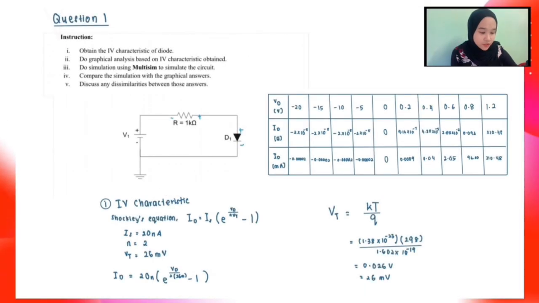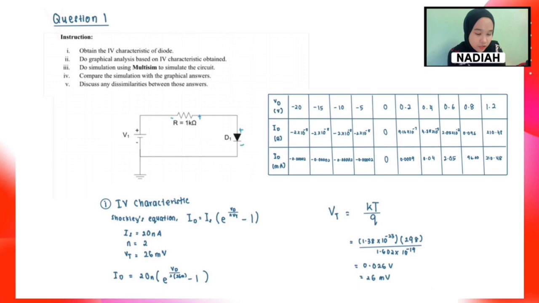Based on Figure 1, we use the Shockley equation to find the IV characteristic. The Shockley equation is ID equal to IS times e to the power of VD over NVT minus 1. VT is equal to kT over q, where k is the Boltzmann constant, T is the absolute temperature and q is the elementary charge.